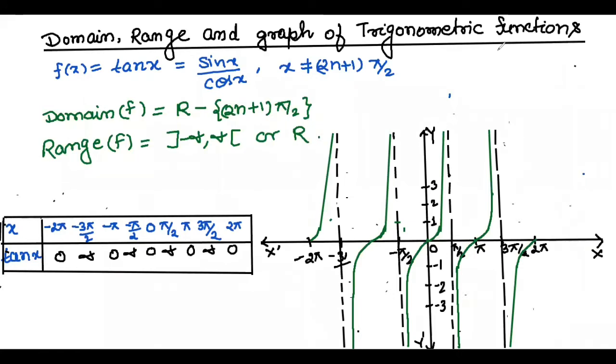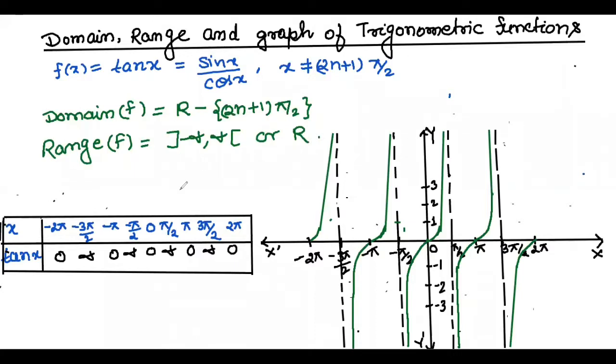Now we'll discuss the graph of tan x. This is the graph of tan x. I have taken on the x-axis all values of x, meaning domain values. So on the x-axis I have taken minus 2π, minus 3π/2, minus π/2, 0, π/2, π, 3π/2 and 2π. And on the y-axis I have taken range values.